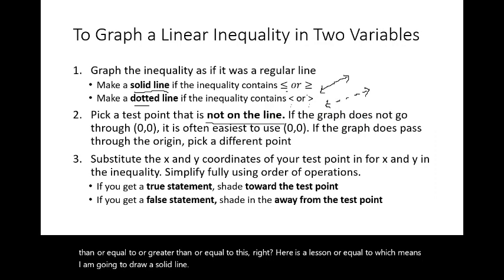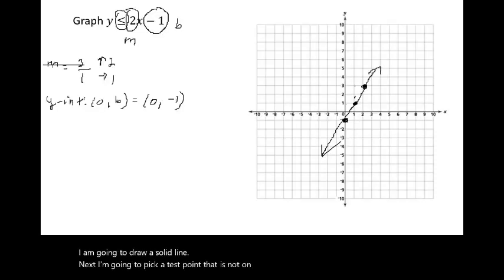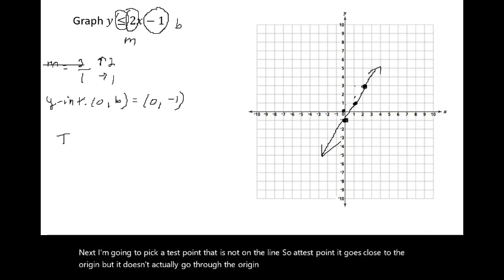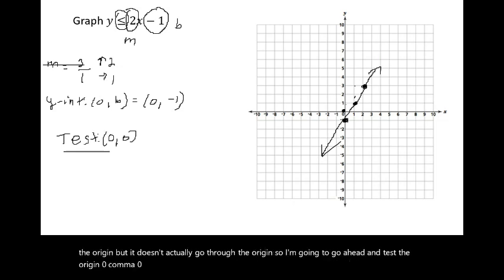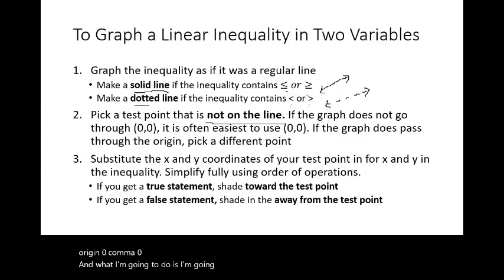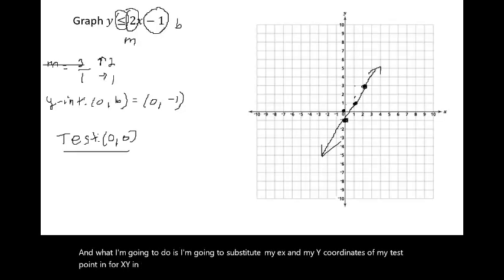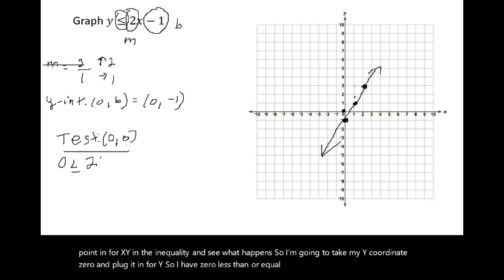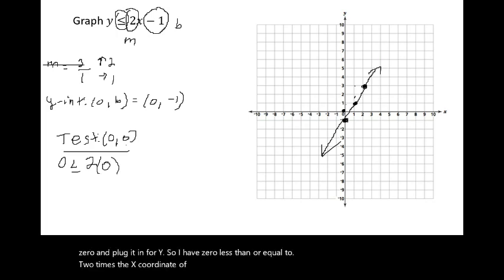Next, I'm going to pick a test point that is not on the line. A test point goes close to the origin, but it doesn't actually go through the origin. So I'm going to go ahead and test the origin (0, 0). What I'm going to do is substitute my x and y coordinates of my test point in for x and y in the inequality and see what happens. So I'm going to take my y coordinate 0 and plug it in for y. So I have 0 less than or equal to 2 times the x coordinate of the point I chose, which is 0, minus 1. And here's why 0 is really easy to work with. 2 times 0 is 0. 0 minus 1 is negative 1.